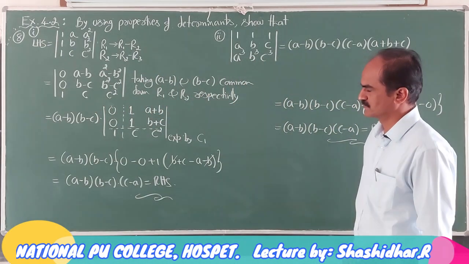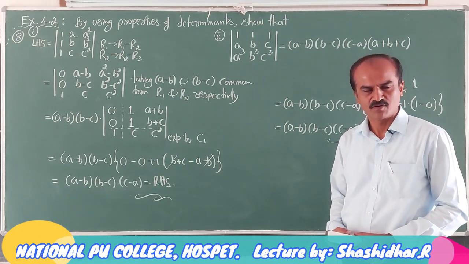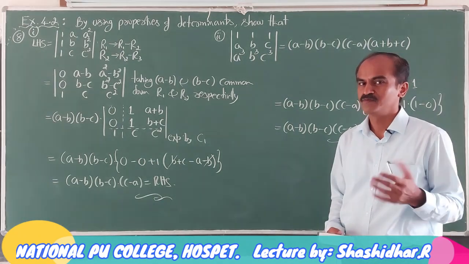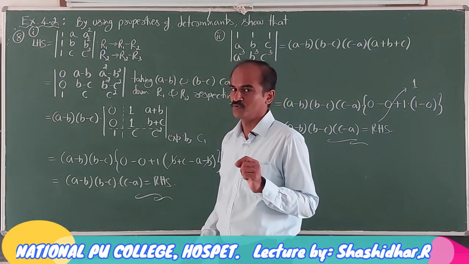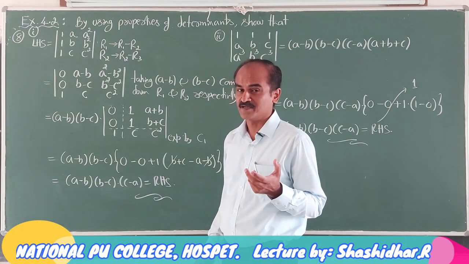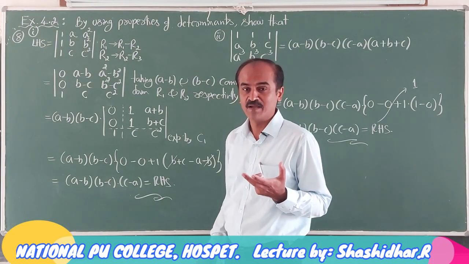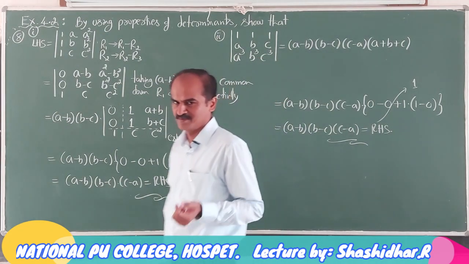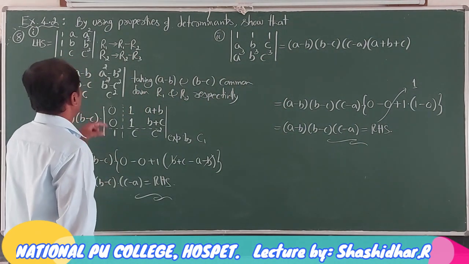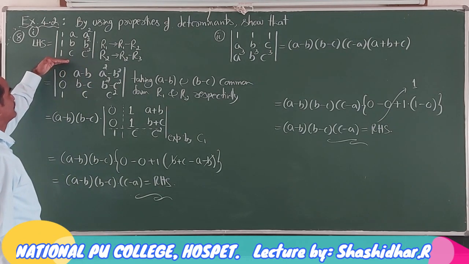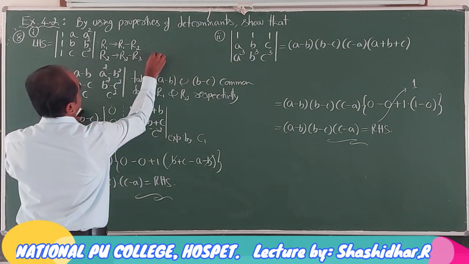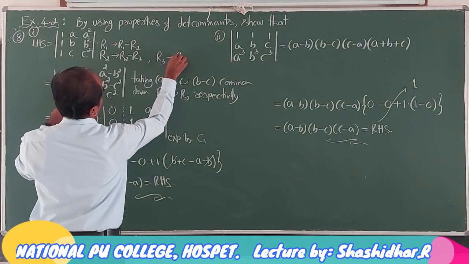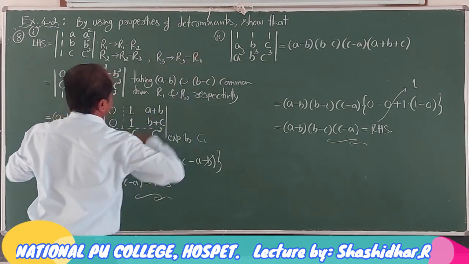I hope you followed this. Here students may even think of applying one more row operation. Here I applied only 2 row operations. Maybe some of the students will think of getting the C minus A factor by using one more row operation. Like here I need C minus A. What can I do? R3 changes to R3 minus R1. Let me include one more: R3 changes to R3 minus R1.